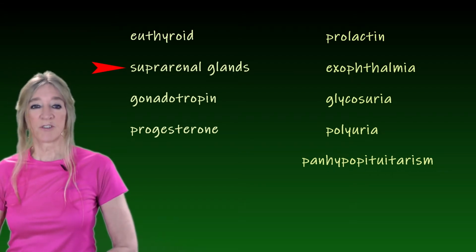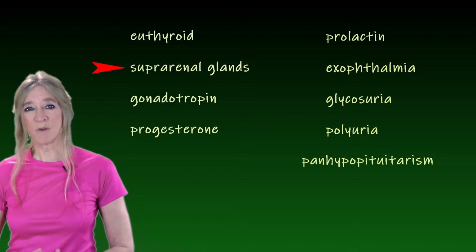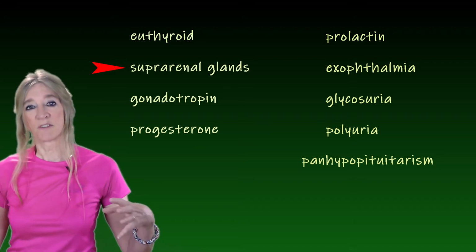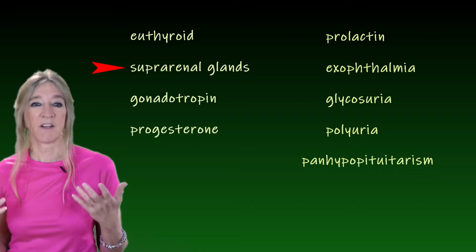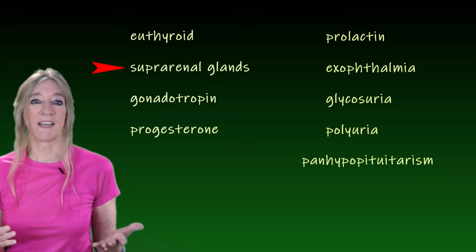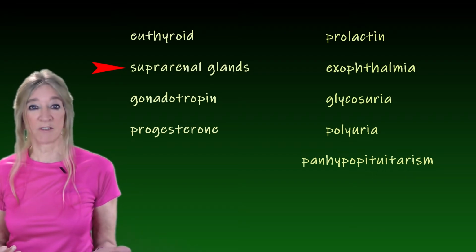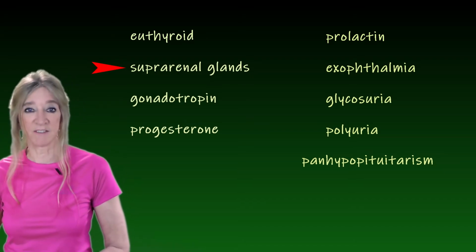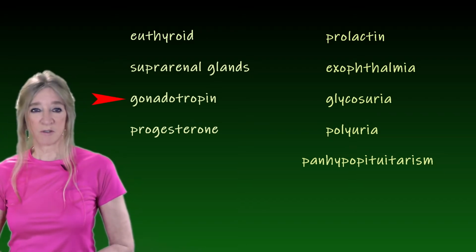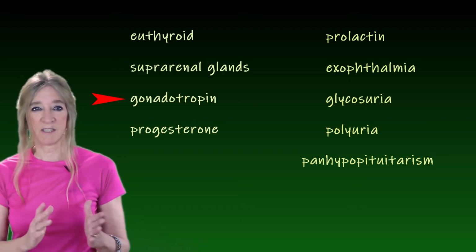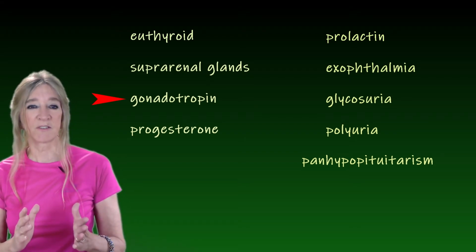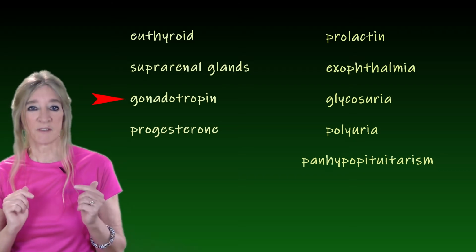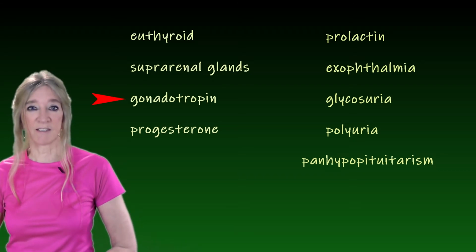The next word, suprarenal glands. Now we know what the adrenal glands are. They're the ones that are at or near the kidney. Suprarenal is simply another term for the adrenal glands because those glands sit on top of the kidneys. The next word, gonadotropin. We have gon and then troph. This is a hormone that stimulates the growth of the gonads.